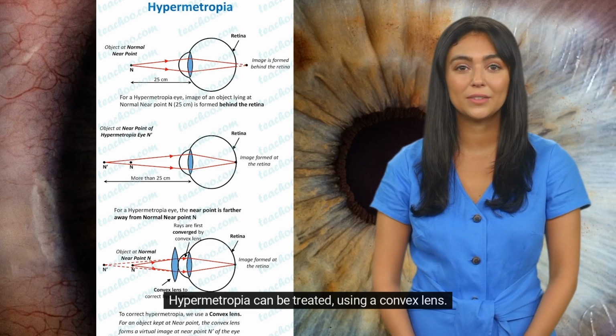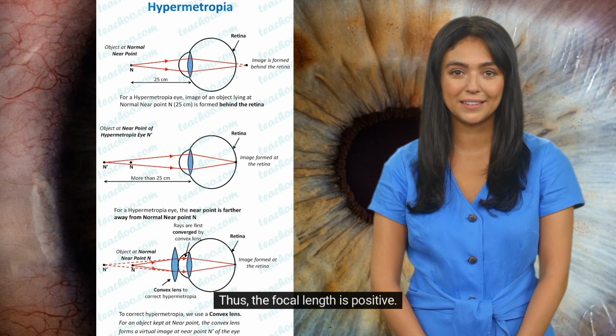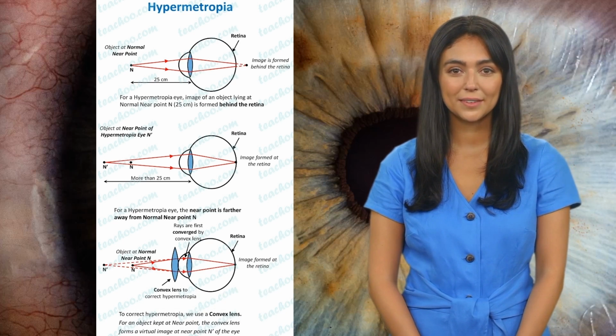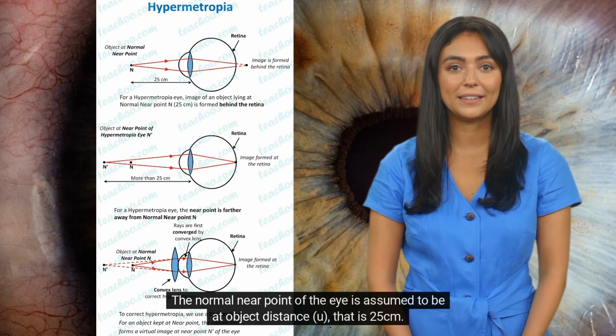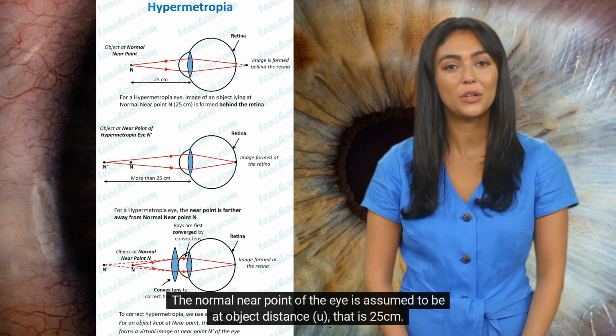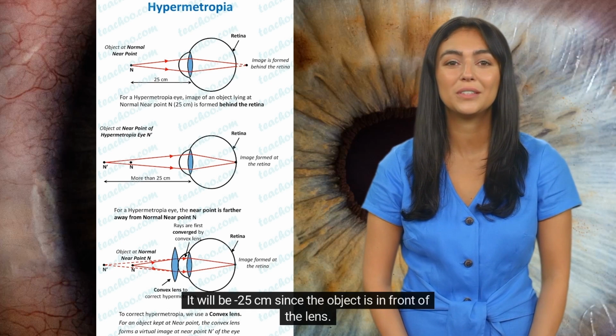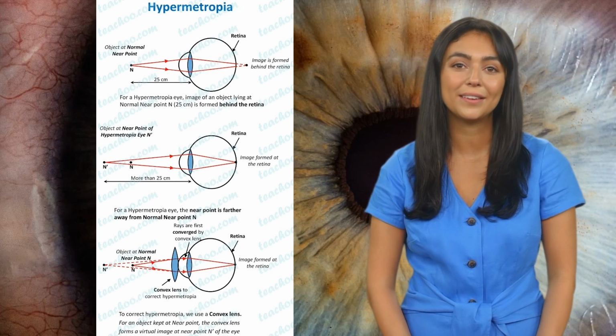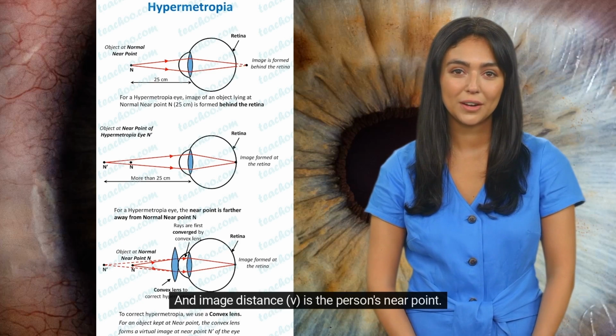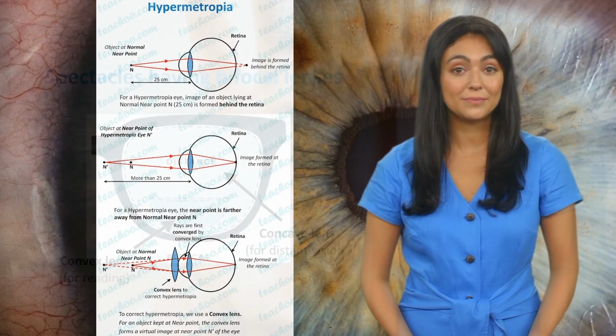Hypermetropia can be treated using a convex lens. Thus, the focal length is positive. The normal near point of the eye is assumed to be at object distance, u, that is 25 cm. It will be minus 25 cm since the object is in front of the lens. And image distance, v, is the person's near point.